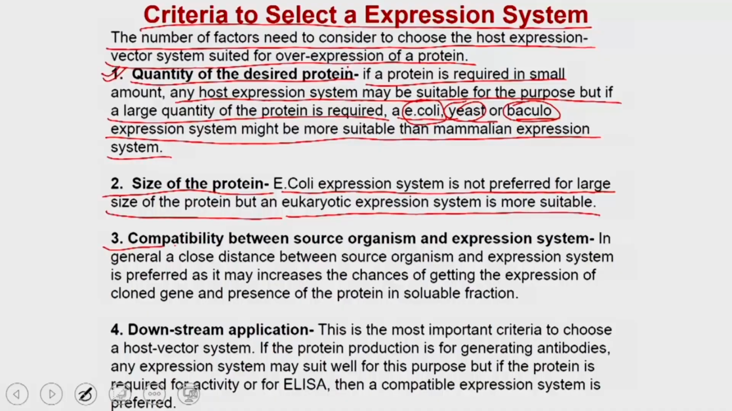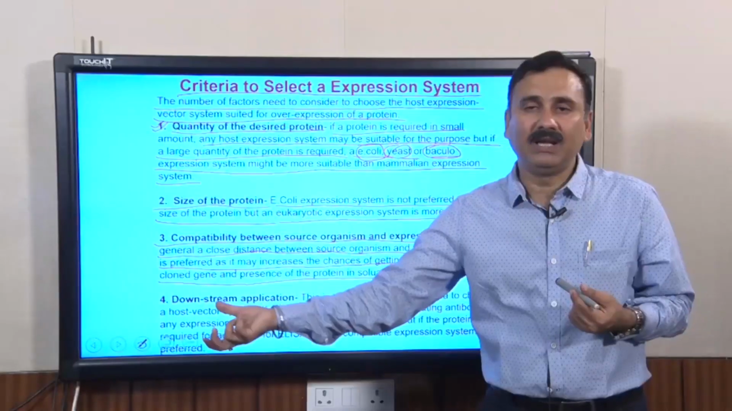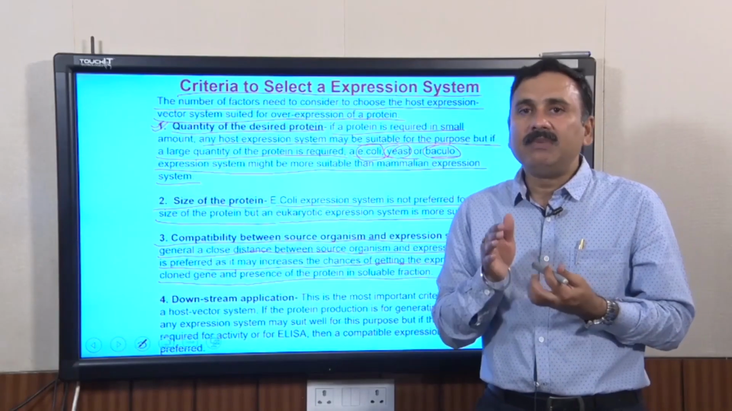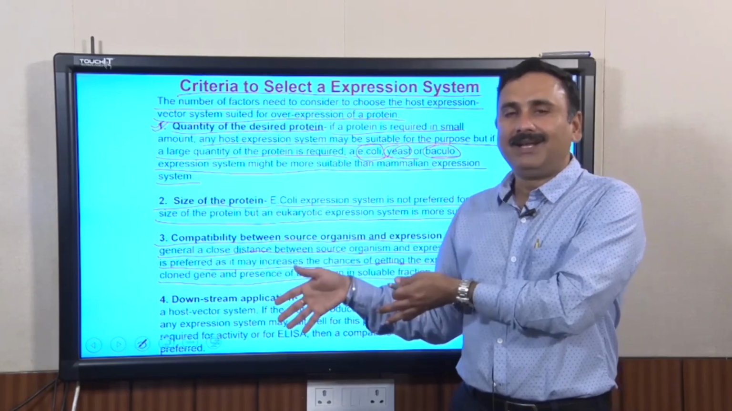Then the third and most important point is the compatibility between the source organism and the expression system. What it means is that, in general, a close evolutionary distance between the source organism and the expression system is preferred, as it may increase the chances of getting expression of a cloned gene and the presence of the protein in soluble fractions. This means that if you are trying to overexpress a protein from a bacterium, then you can use E. coli, because the E. coli expression system is very close to the bacterial expression system.